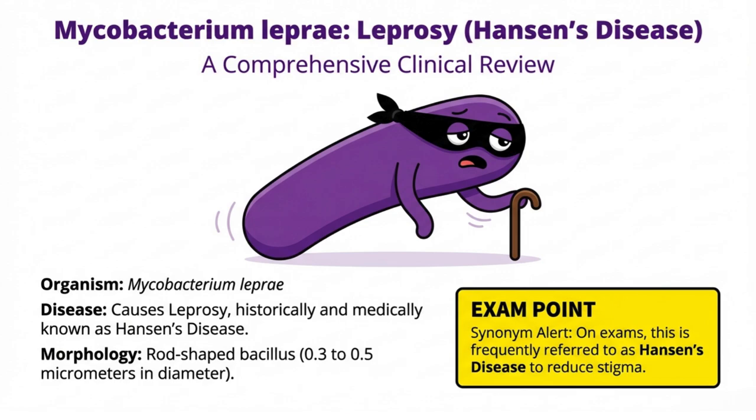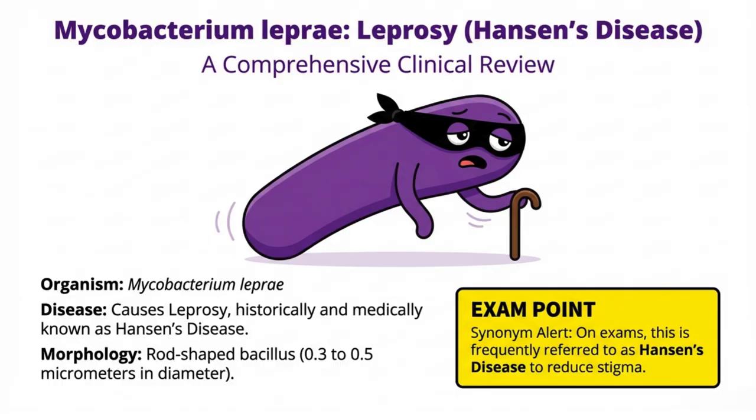Hello everyone. In this session, we will discuss Mycobacterium leprae, the causative agent of leprosy, also known as Hansen's disease. Leprosy is a chronic infectious disease that primarily affects the skin and peripheral nerves. The organism is a rod-shaped bacillus measuring approximately 0.3 to 0.5 micrometers in diameter.